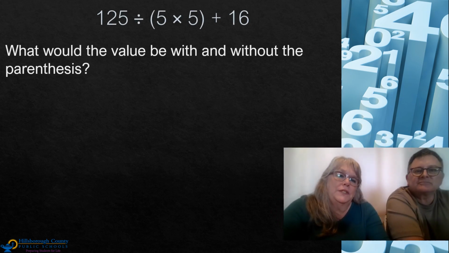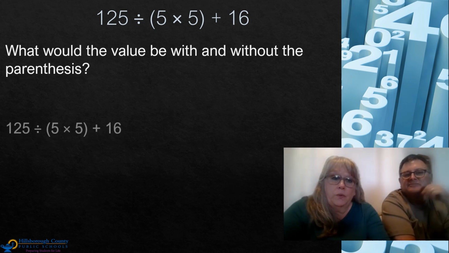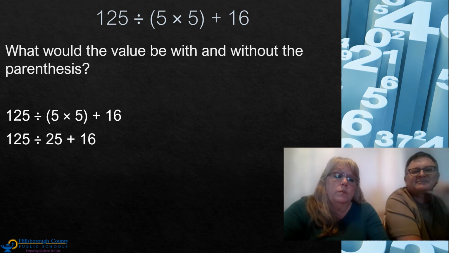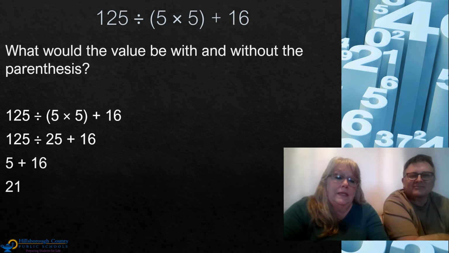When you solved this expression during that first task, we asked you to think about why the parentheses were necessary here. So we're going to solve it both ways, with and without the parentheses. With the parentheses, I have to perform what's inside those parentheses before I do anything else, and that gives me 25. Then I do my division. 25 is divided into 125, giving me a quotient of 5. And then I add the 16 to get a total solution of 21.